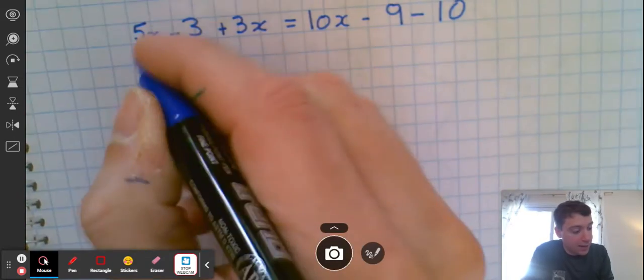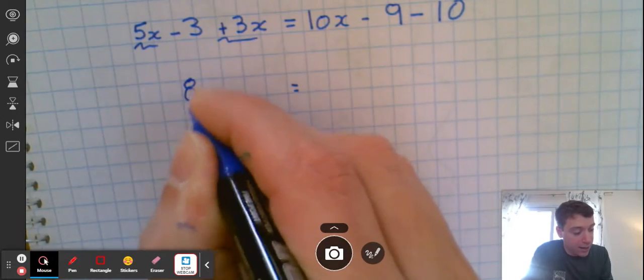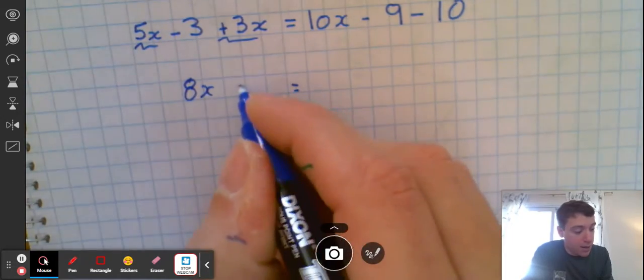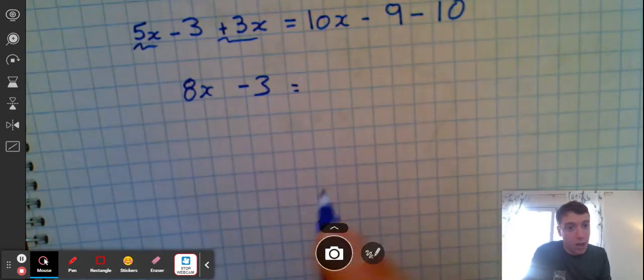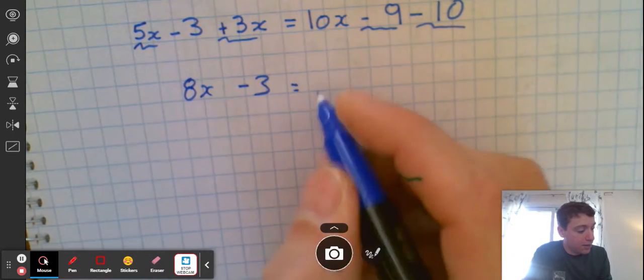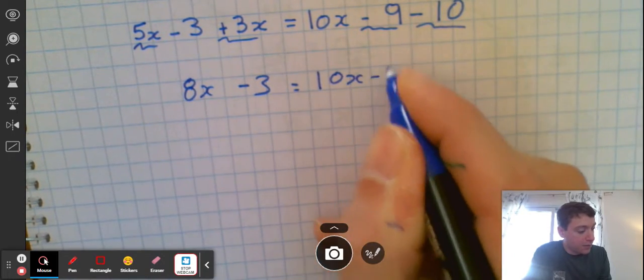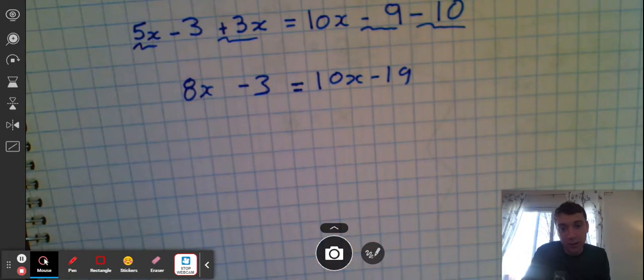So on the left side, I can collect 5x and positive 3x. I've got 8x and then minus 3. I can't do 8x subtract 3. Those aren't like terms. On the right side of the equation, I can collect negative 9 and negative 10, so I'm left with 10x minus 19. So my advice is always look to collect like terms on either side first.